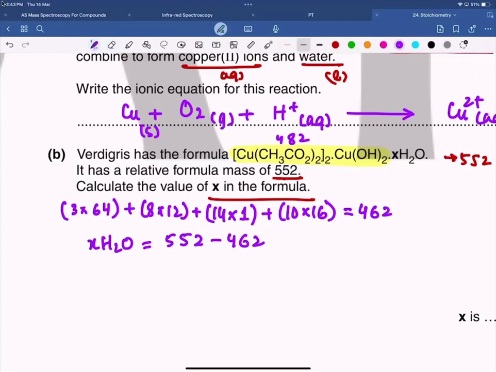So what are you guys getting? 90. It's 90. Yeah. So x is equal to 90 divided by 18, which gives you 5. So the value of x would be 5. Same, sir. Good.